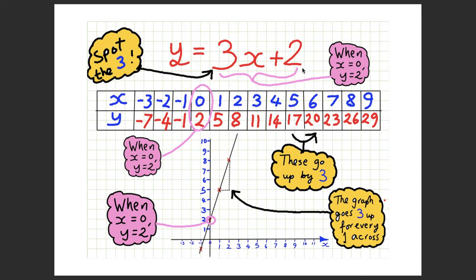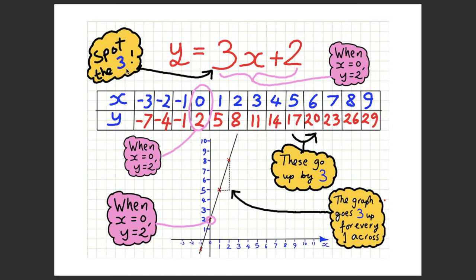And then the plus 2 on the end, that meant that when x was 0, you just got the plus 2 on the end as the answer. So when x is 0, y equals 2. And that gave you the point on the graph (0, 2). So the fact that it has a plus 2 at the end of the equation tells you that it's going to cut through the graph on the vertical axis, at least, at 2.